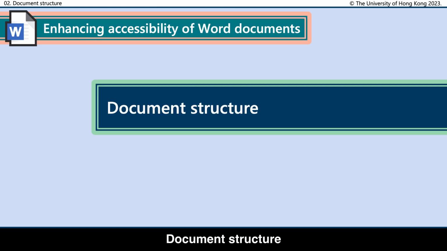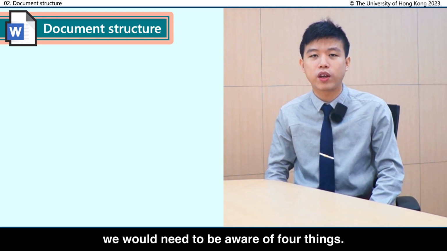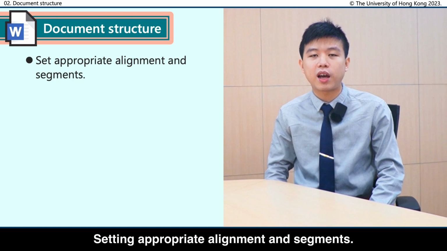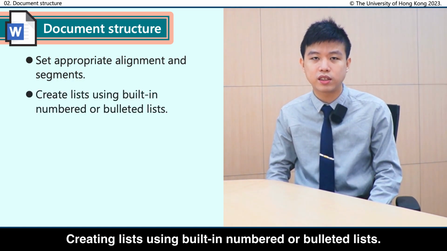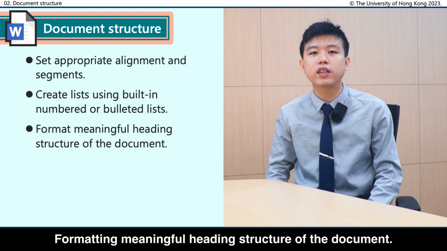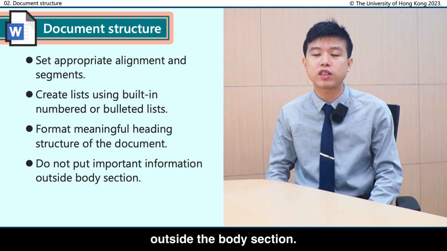Document structure. Regarding how to structure the document, we would need to be aware of 4 things: setting appropriate alignment and segments, creating lists using built-in numbered or bulleted lists, formatting meaningful heading structure of the document, and not putting important information outside the body section.